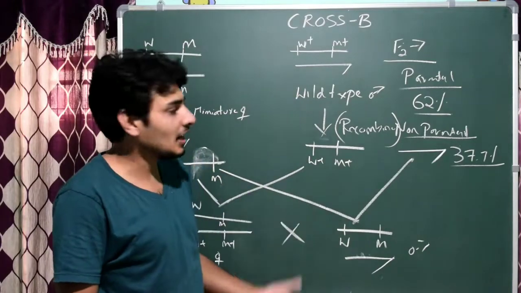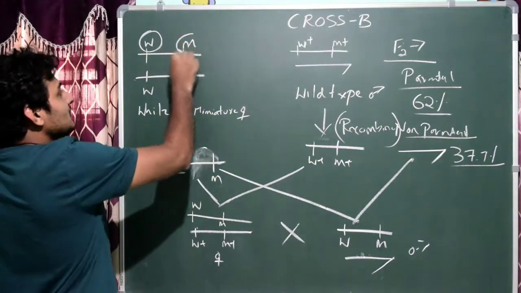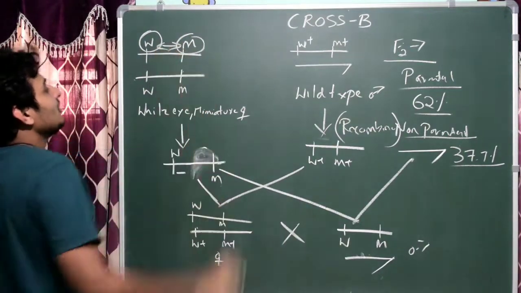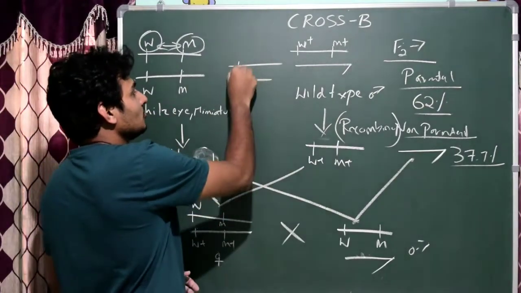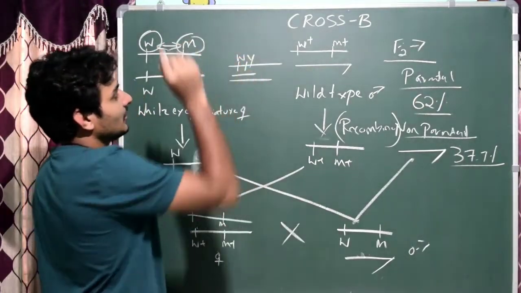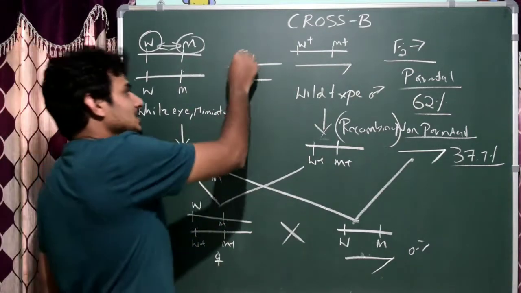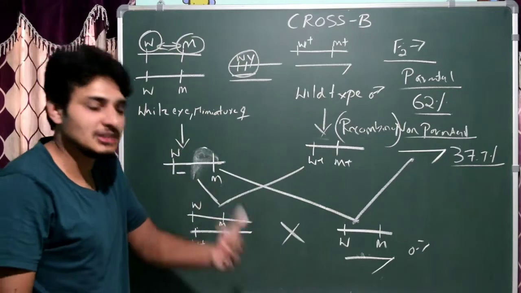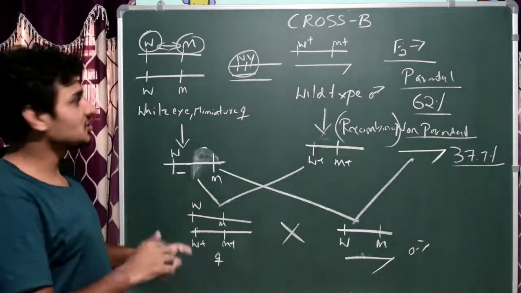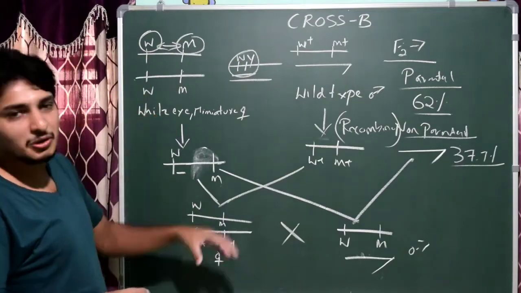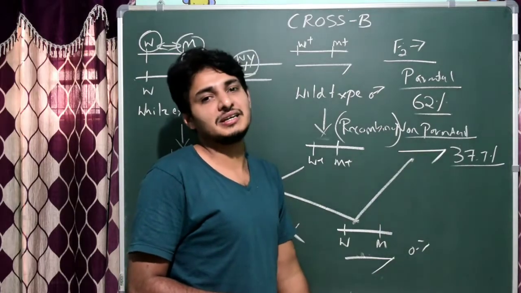Why is non-parental type more in cross B? Very simple. This gene is situated very far from the other gene. But in case 1, the cross, you could see the distance between the two genes was small. So the lesser the distance, the more chances of getting parental type, whereas the higher the distance between two different genes on the same chromosome, the more chances of non-parental type offspring in the F2.